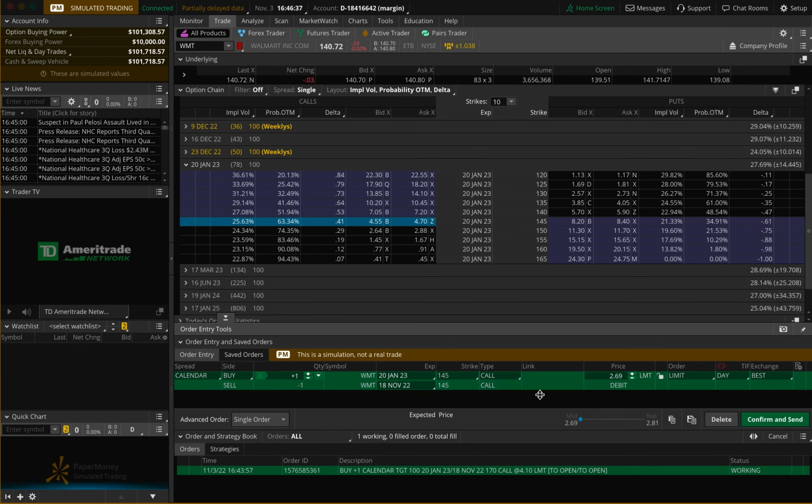Confirm and send. Simulated trade. Yes. Okay. And basically, that is what we're going to look at. We wanted to, let me see, the S&P 100 is in here. And we wanted to customize this to days to expiry, I believe. Days to earnings. Oh, that's not.